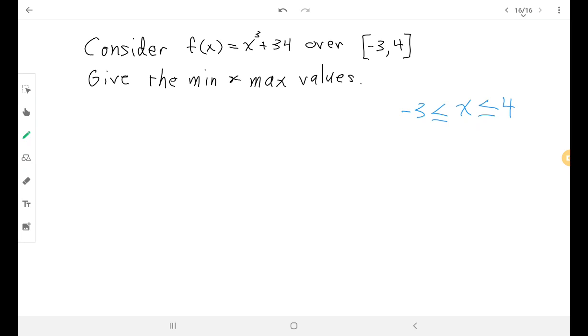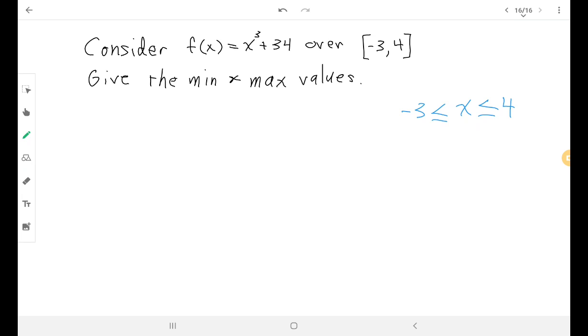So give the maximum and minimum values. And when we say the maximum and minimum values, we mean the y values. Okay? So when I plug stuff in, what's the smallest number I'm going to get? What's the biggest number I'm going to get? Well, you might sketch this out. You might use a graphing calculator to take a look at this function.